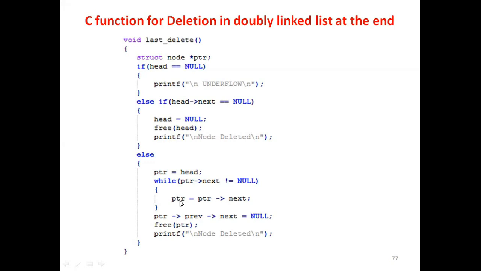Then we have to delete that last node. When we delete that last node, the next field of the previous node of this node should be null. So how to do that? By PTR arrow previous arrow next equals to null. This way we can make the second last node the last node, and then free the PTR. So free PTR and print this message. So this is the function for deletion in a doubly linked list at the end.